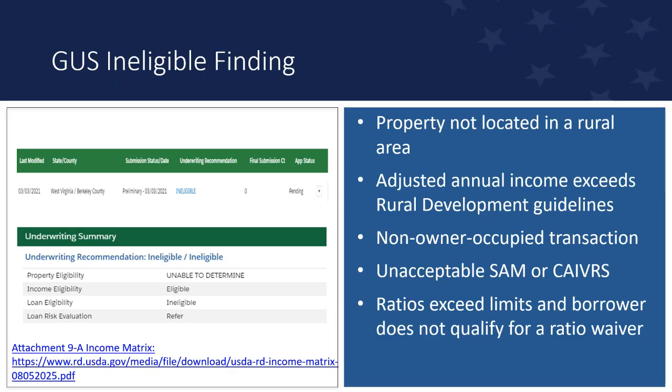Unacceptable CAVRs would be another, or the debt to income ratio exceeds the limit set forth by rural development and the borrower does not meet the requirements to qualify for a ratio waiver. Be sure to double check your data entry into GUS to ensure your GUS underwriting recommendation is valid. GUS will generally tell you what the issue is. Just confirm you have everything correct, and remember, garbage in, garbage out.